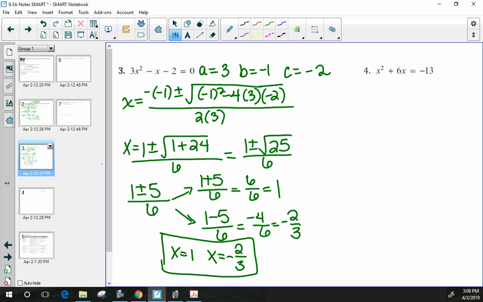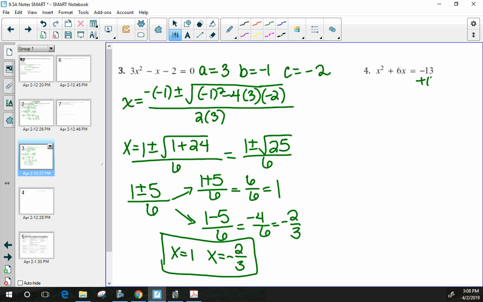The more you do it, the faster it starts to get and the more comfortable. This is probably one of your favorites, I promise, because it will solve everything. Okay? All right, let's try number 4. Is it equal to 0? Then be really careful. Do not start identifying A's, B's, and C's before setting it equal to 0.